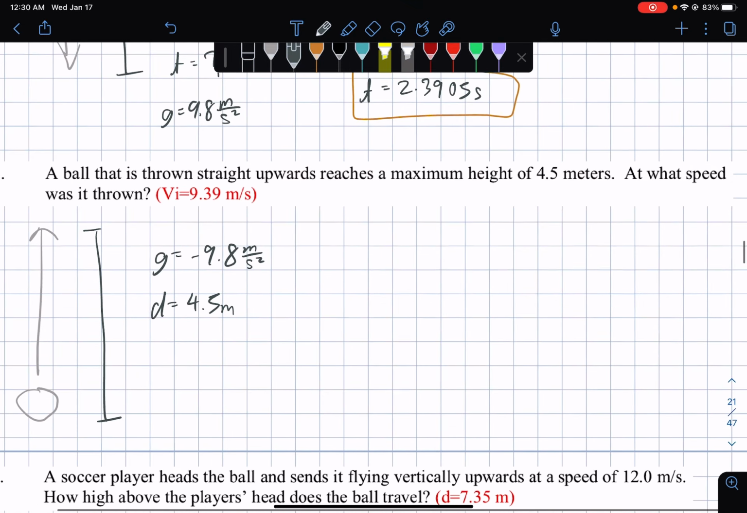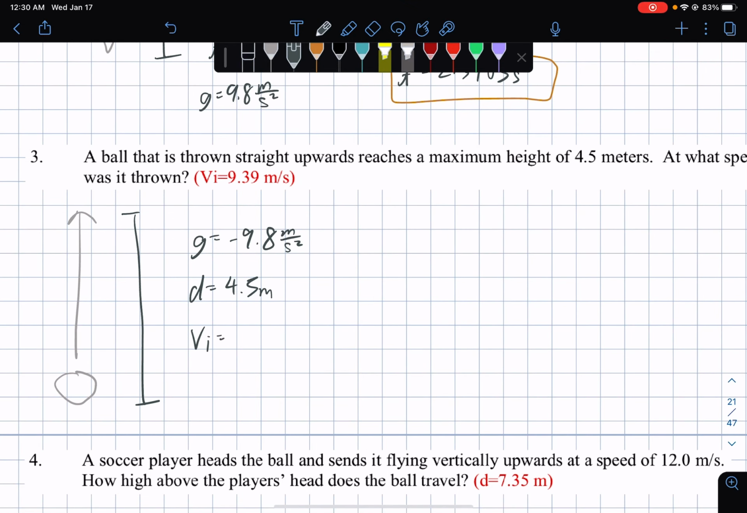And then at what speed was it thrown? So we're looking for the initial velocity. The starting velocity is usually 0 if it falls down, if the object is being dropped. But right now, the Vi is actually the maximum value. Vf is going to be 0. Because by the very moment the object starts to lose, well, at the beginning, it should already start losing momentum as well as kinetic energy. At some point, it will start to fall down again.